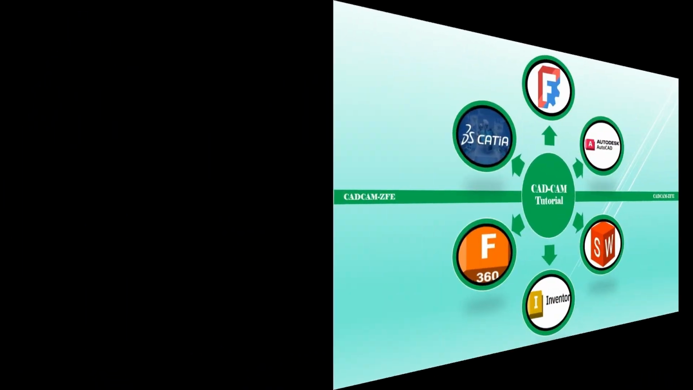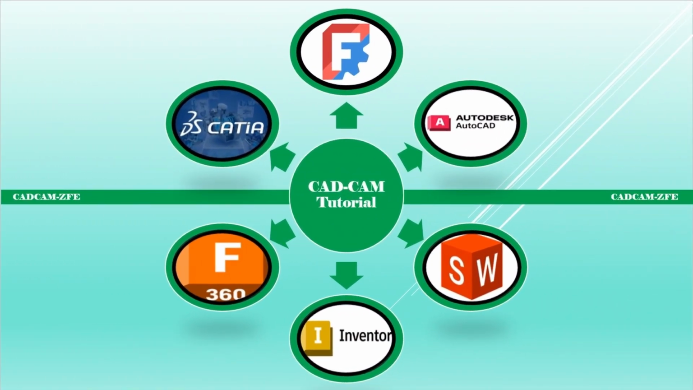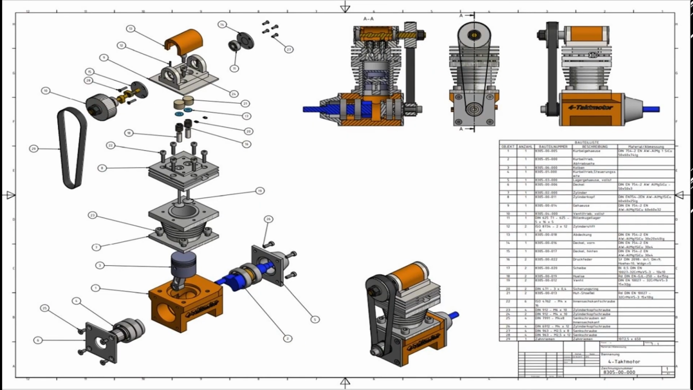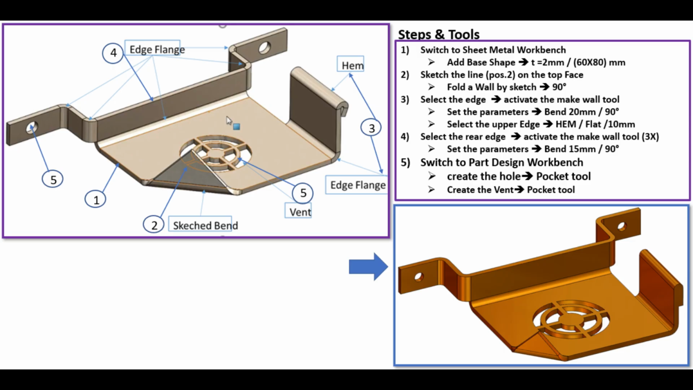In this FreeCAD Sheet Metal tutorial, I will show you the application of sheet metal tools like add base shape, make wall, fold by sketch, hem, and also how to create the cutout for ventilation in FreeCAD Sheet Metal.